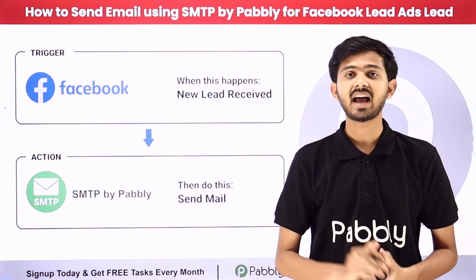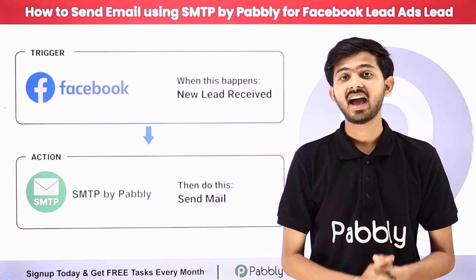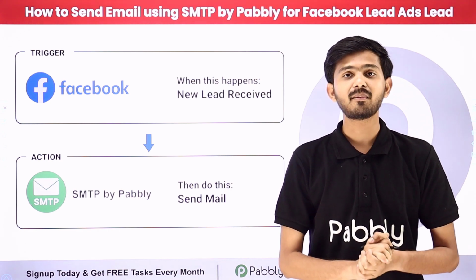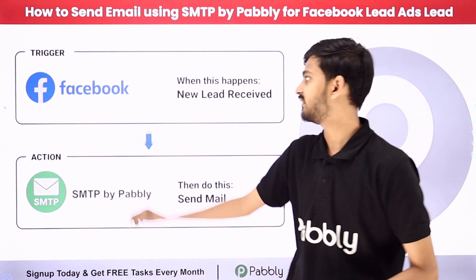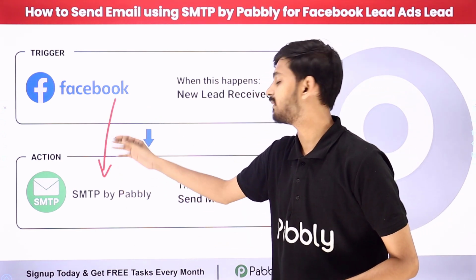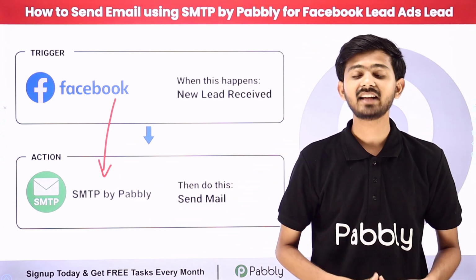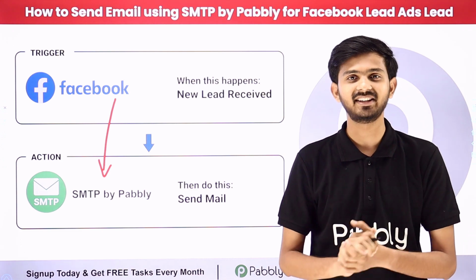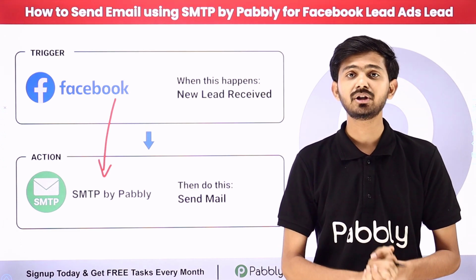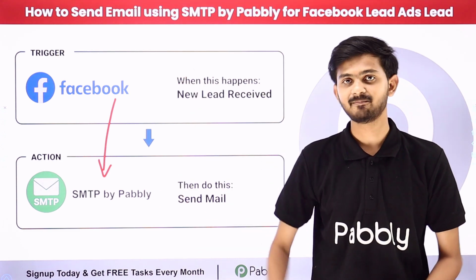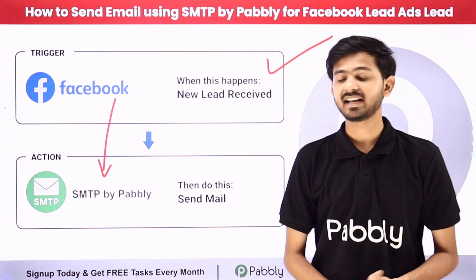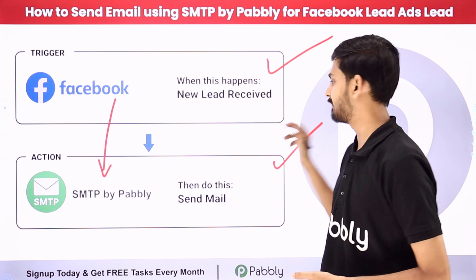For sending the email, I'm going to use SMTP by Pabbly, and SMTP stands for Simple Mail Transferring Protocol. So for my objective, I have to build a connection between Facebook lead ads and SMTP by Pabbly. For building this connection, I'm going to use Pabbly Connect, which is an amazing software for automation and integration. In Pabbly Connect, I need to use the concept of trigger and action. In trigger application, I'm going to use Facebook lead ads. In action application, I'm going to use SMTP by Pabbly.